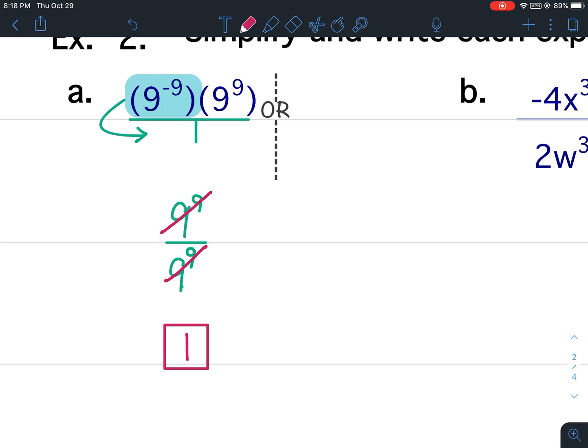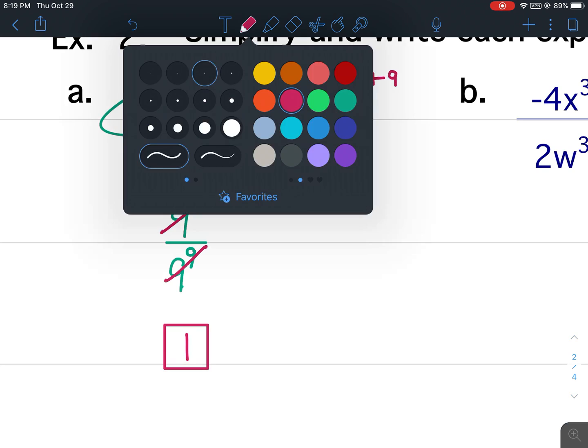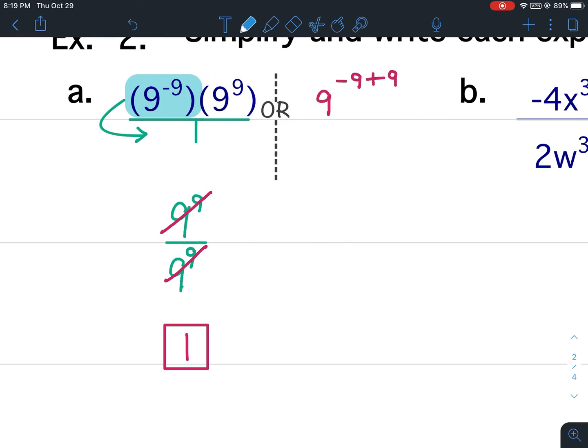The other way, since it's multiplication in the original problem, would be to add the exponents. When you multiply, you add. So this would be 9 to the negative 9 plus 9. Well, negative 9 plus 9 is 0. Opposites cancel. And anything to the 0 power is 1. So in both cases, we get 1.